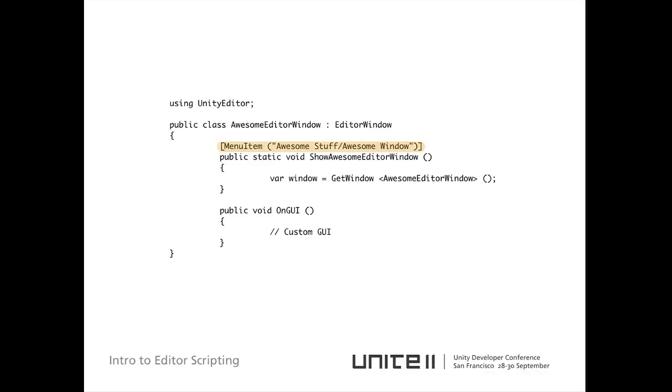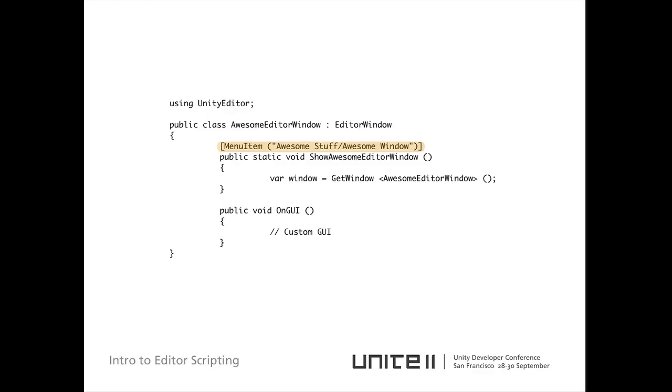Next, we have this MenuItem, and the MenuItem is the most common way to create an editor window. It's how we do it for most of the editor windows inside of Unity right now. With the MenuItem, you pass it a string that determines where it's going to show up inside the menu. Once it's clicked, it calls the static method that's immediately below it. And this static method is where we actually create the window.